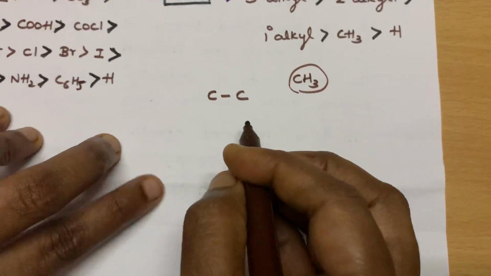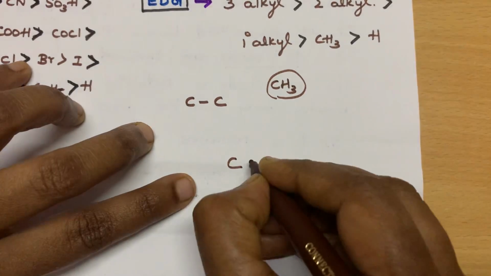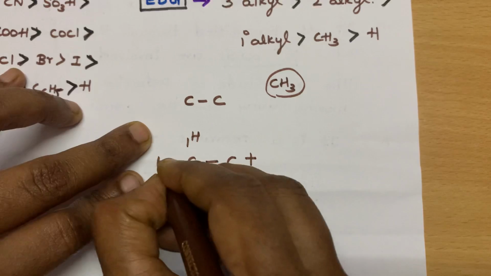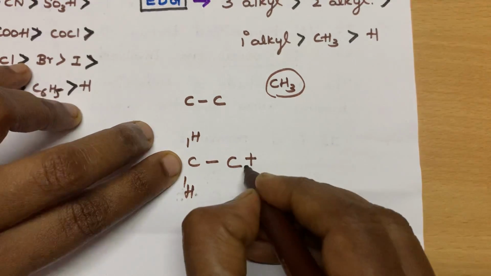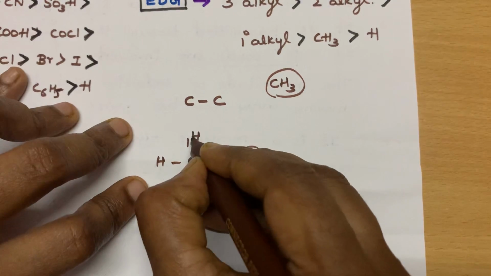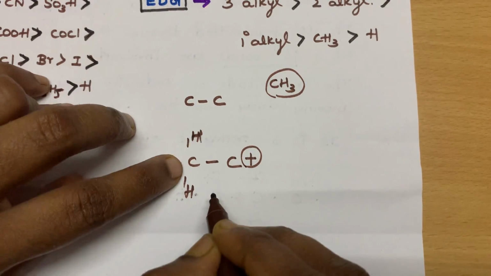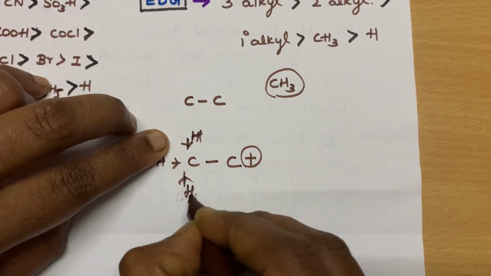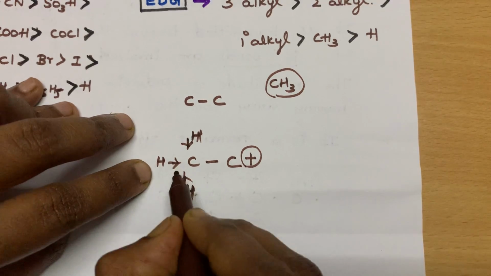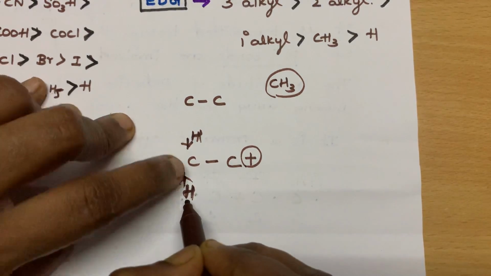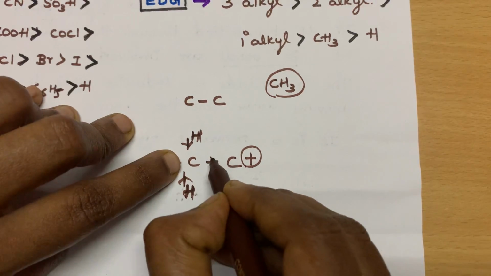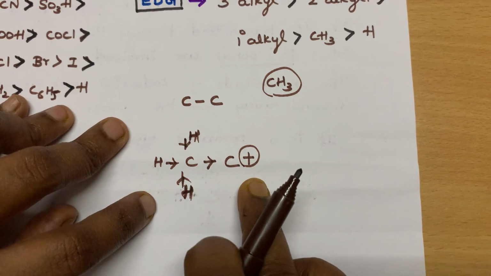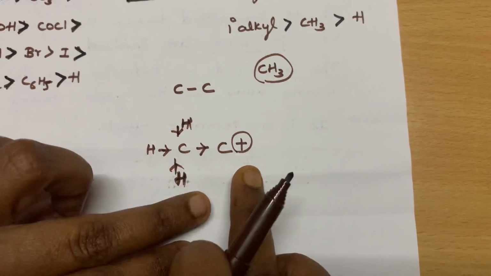So what happens when a carbocation is attached to a methyl group? Between carbon and carbon there is no electronegativity difference. But between hydrogen and carbon, which is more electronegative? Carbon, isn't it? So there is a flow of electrons from hydrogen to carbon. This carbon will donate the electrons to the carbocation. The carbocation is already deficient in electrons, so it will stabilize this carbocation.